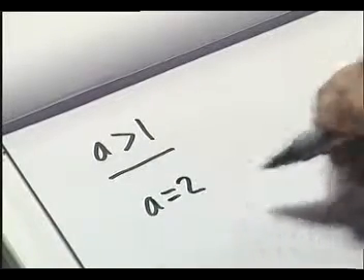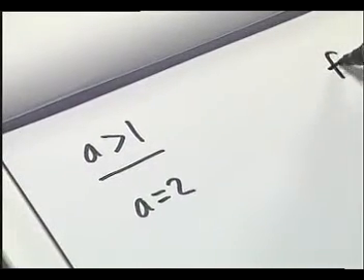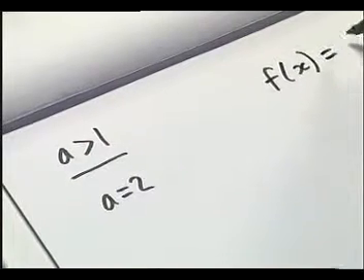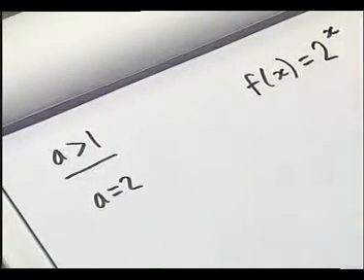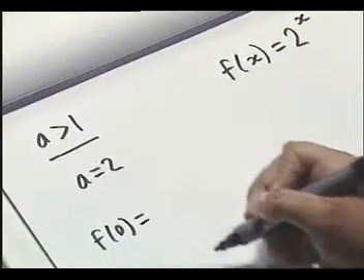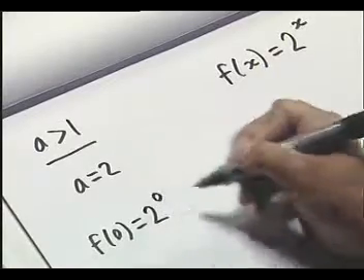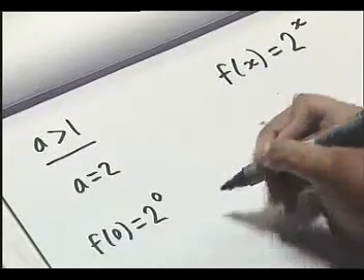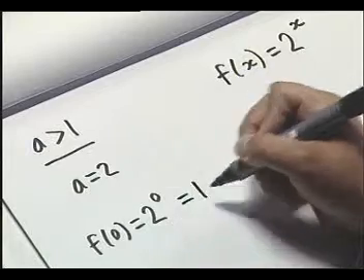And to demonstrate what happens in this case, I'd like to consider a specific example. In this case, I'll choose a to be equal to 2, which gives us the function f of x equals 2 to the power of x. Now, a good place to start with these kind of functions is to look for some different values of the argument. So I'll start off by looking at f of 0, which is actually equal to 2 to the power 0, and we know that anything to the power 0 equals 1.